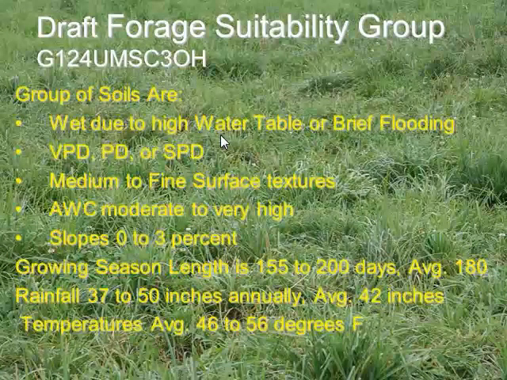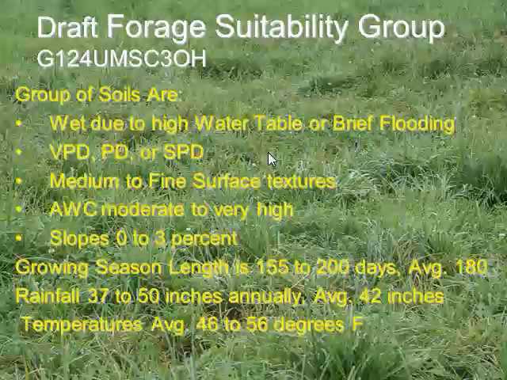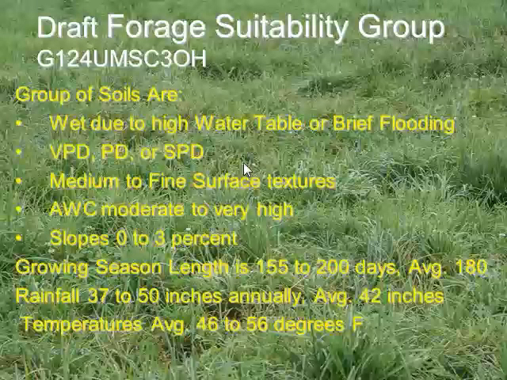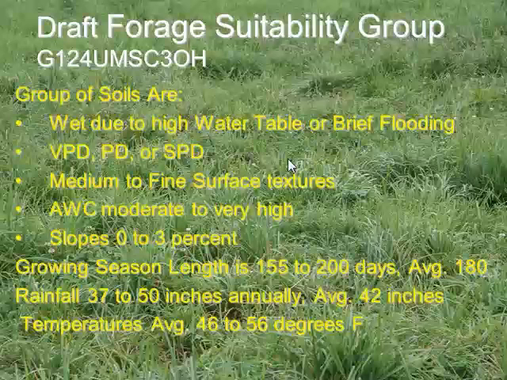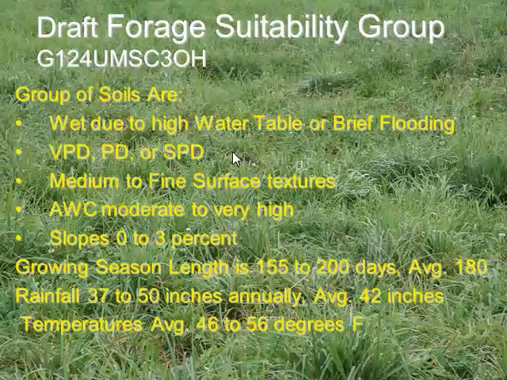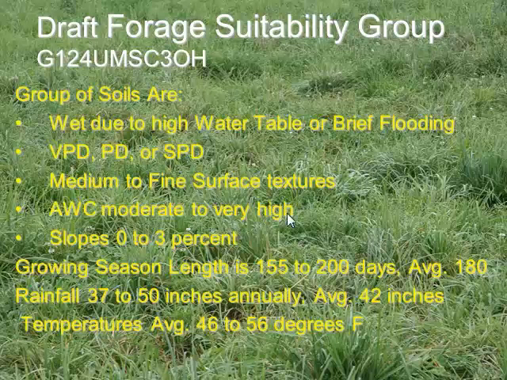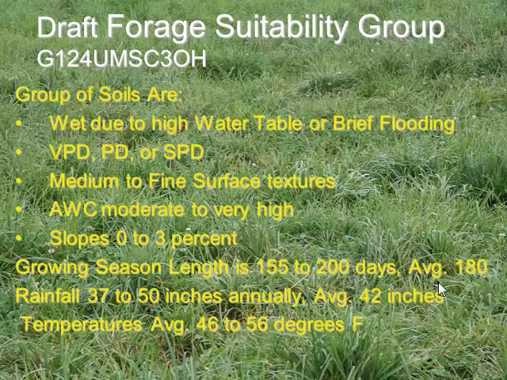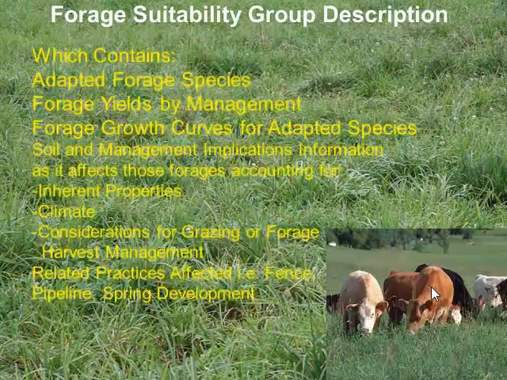So here's some information about that forage suitability group. They're wet due to either high water table or brief flooding. They're very poorly drained, or somewhat poorly drained, so you're not going to see plants that like well-drained soil in this group. Medium to fine surface textures, AWC is moderate to high, not very much slope. Average growing season length 180 days, average rainfall 42 inches. Temperature ranges, mean temperature average 46 to 56 degrees Fahrenheit. So that gives you some background of the forage suitability group we're talking about here.